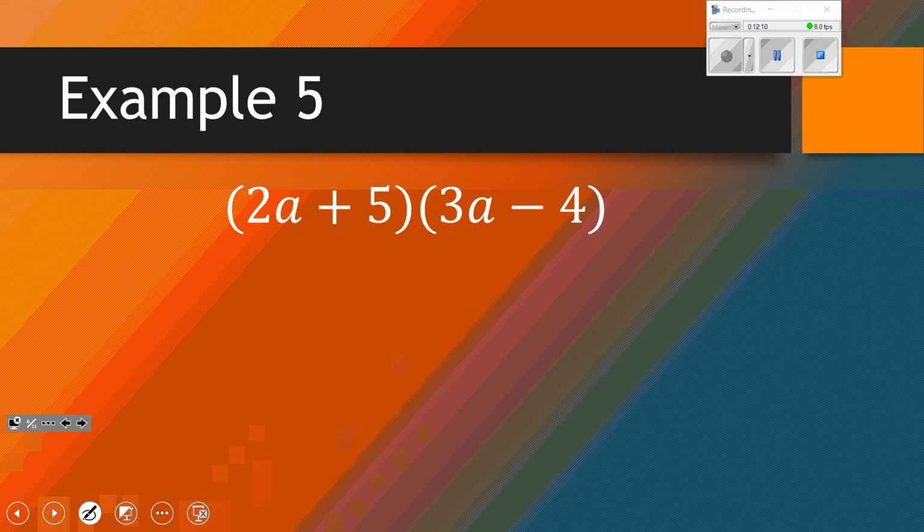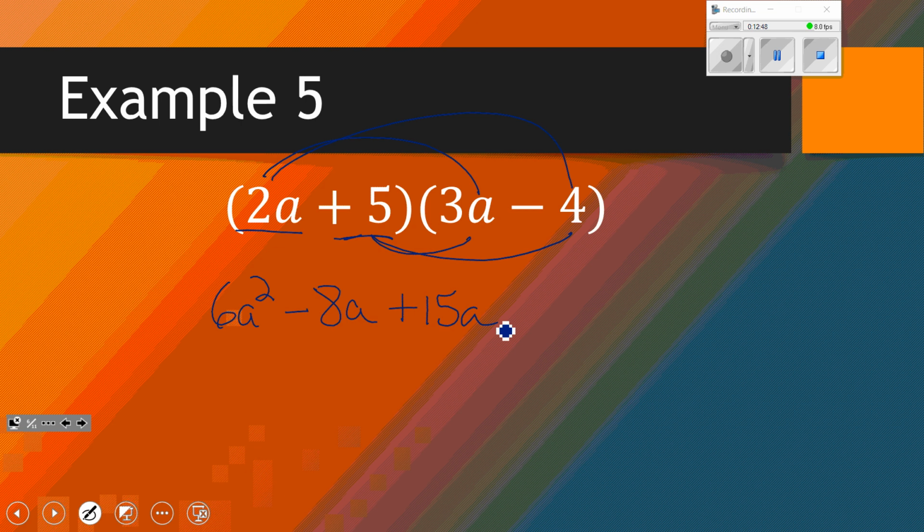So we're going to take the first term, and we're going to distribute it to who? So 2a times 3a is 6a squared. Then you're going to take 2a to what? 2a to negative 4 would be negative 8a. Now you're going to do what? Now you're going to use the 5 to each one of them. 5 times 3a is positive 15a. Positive 5 times negative 4 is negative 20.